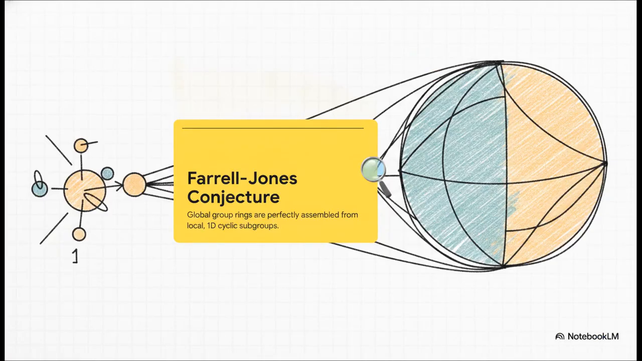To really grasp this, we have to start with the Farrell-Jones Conjecture. This is an absolutely monumental concept in geometric topology. Proving this conjecture gives us what mathematicians call topological rigidity. In physical terms, it means the universe is capable of building its massive, continuous macrostructures purely from digital, one-dimensional cyclic subblocks. We are literally talking about assembling the universe from the mathematical equivalent of simple lines and circles.